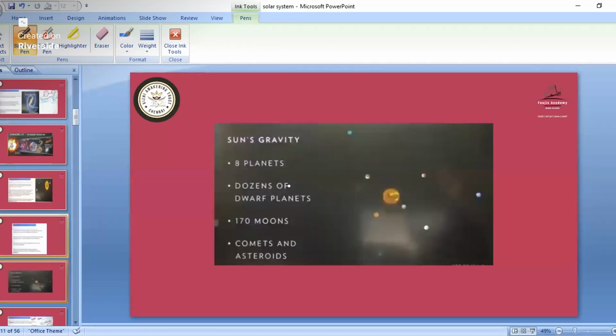Okay. Now see, due to the sun's gravitational force, here you can see 8 planets are revolving around it. The sun you can take as a circle only, but it's very huge, so around it has a large amount of gravitational force. Due to it, it is attracting other planets and other things which are near to the sun, like planets, then dwarf planets, moons, comets, and asteroids. And since other things also have their own gravitational force, they are revolving around the sun. So due to the sun's gravity, we have the 8 planets in the solar system, dozens of dwarf planets, 170 moons, comets, and asteroids.